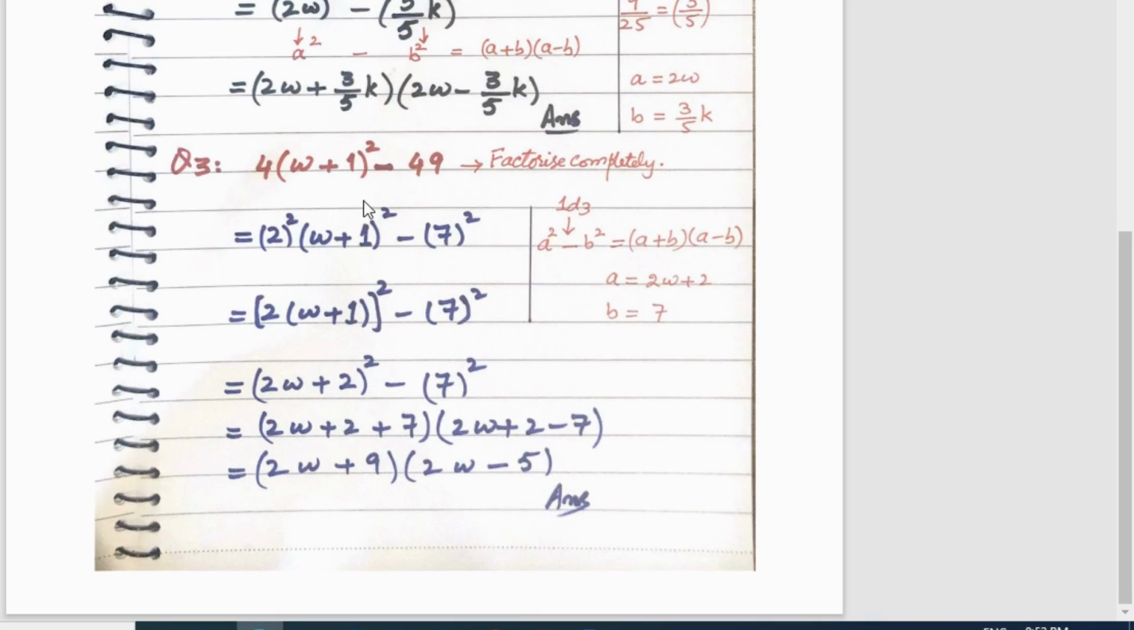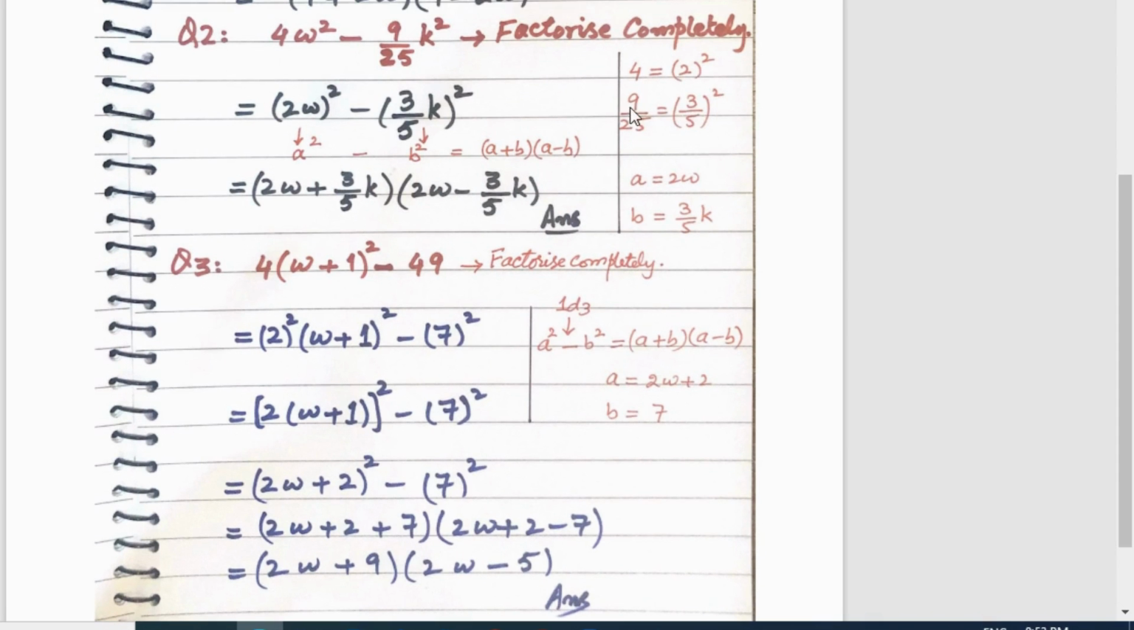Come to question number 3. Again, for your convenience, I have written identity 3 over here in front of you, and in the rough column, please check for question number 2. I have written that 4 is equal to 2 square and 9 over 25 is equal to 3 over 5 square. The square of this is equal to 4 and the square of this is equal to 9 over 25. For your convenience, I have written these two so that you can easily convert your given expressions into two squares. Okay.